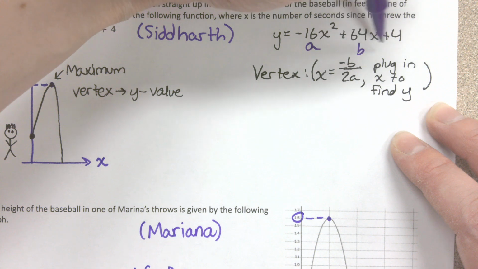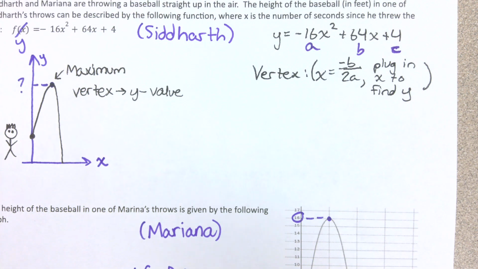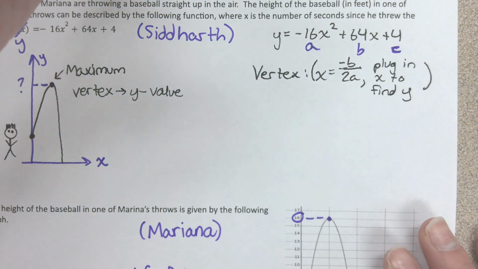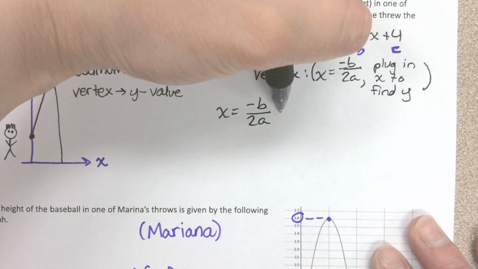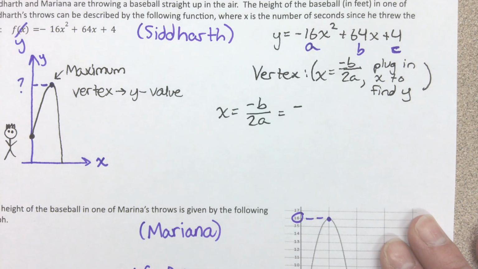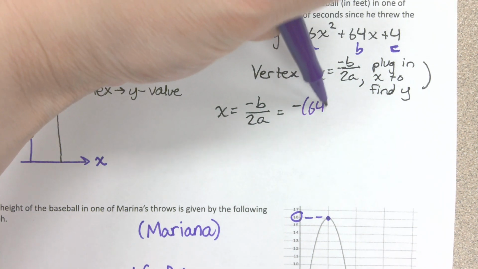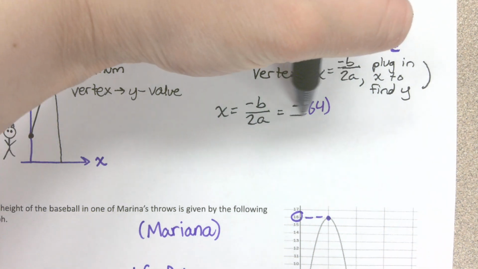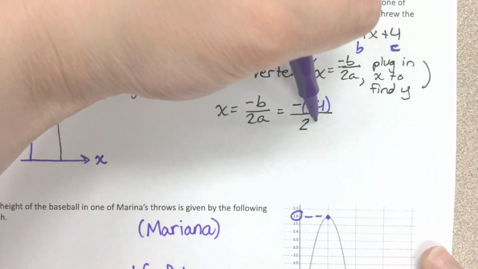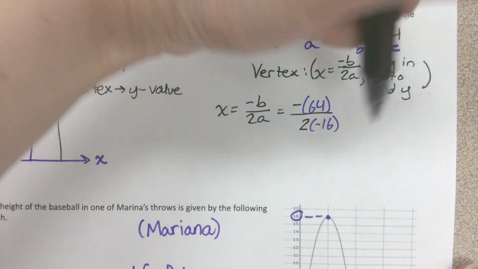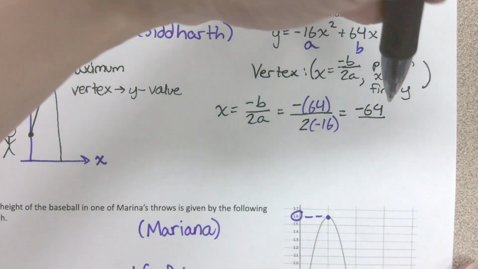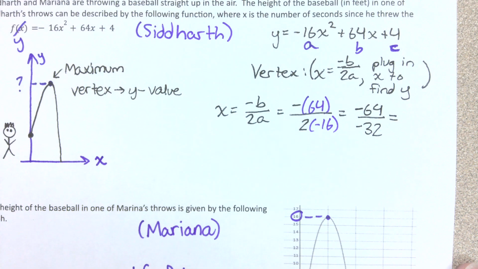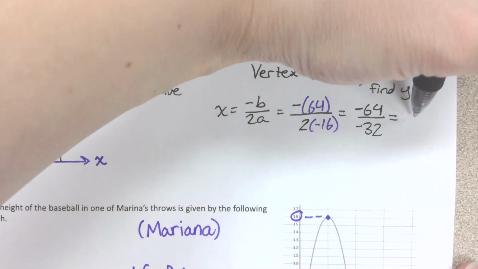We have a, b, c in our equation already. A is negative 16, b is 64, c is 4. We're going to plug that in to find x. X equals negative b over 2a. That's negative, our b value is 64, over 2 times a, which is negative 16. That gives us negative 64 over 2 times negative 16, that's negative 32. And if I divide those, I get positive 2.